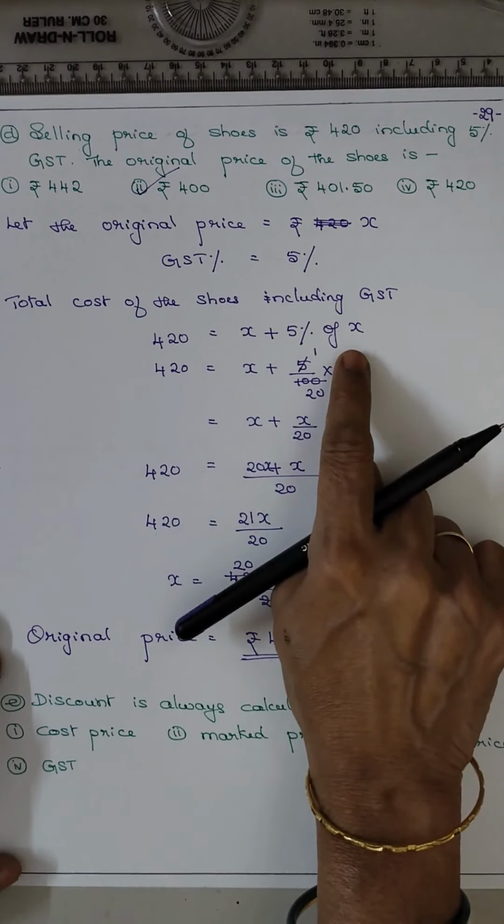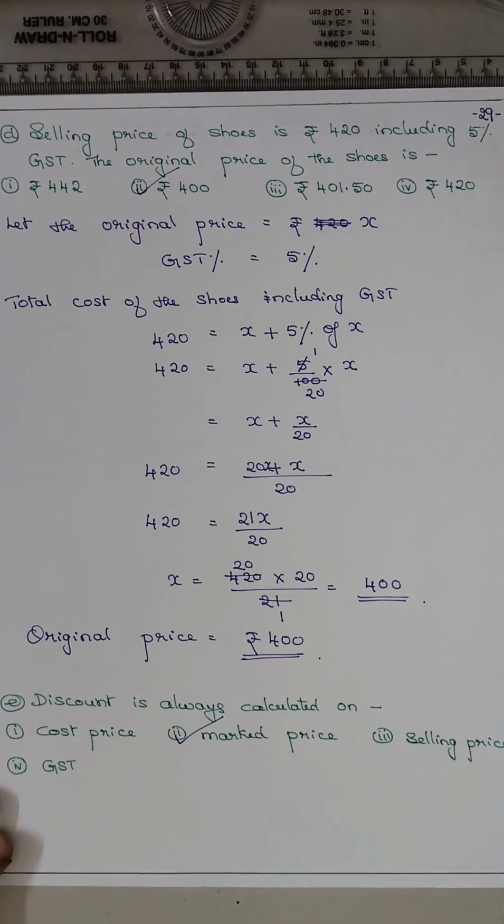Now discount is always calculated on the marked price. Remember, the profit percent and loss percent are calculated on CP and discount is always calculated on the marked price. Hope you are confident till here. Question number A we have finished.